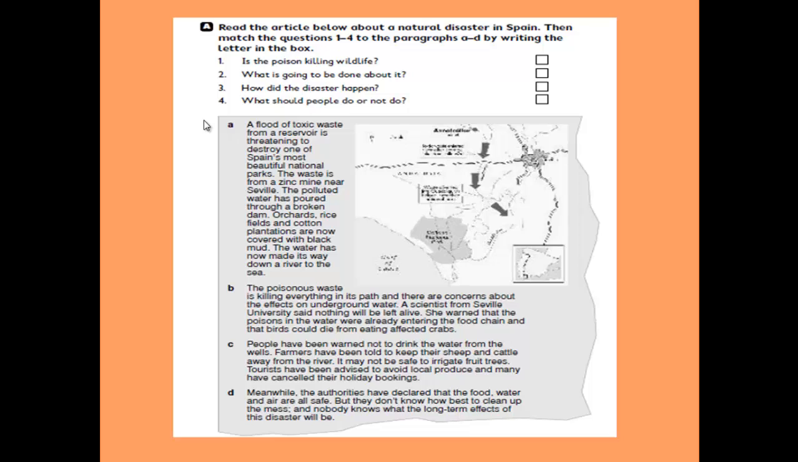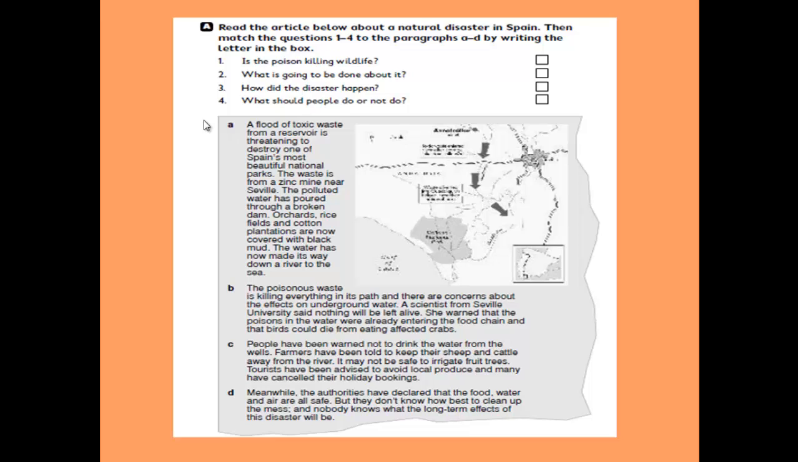Yes, this paragraph has the meaning of how did the disaster happen? So here we can match number 3 with the first paragraph, number A. Let's go on. Number B.